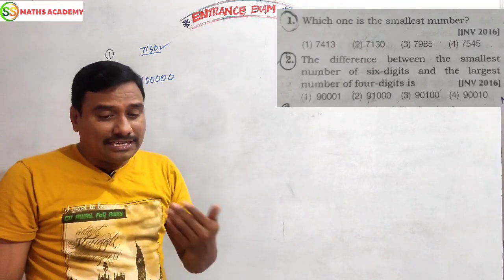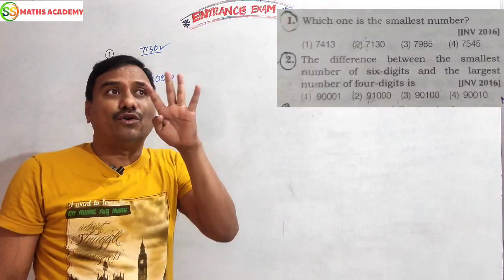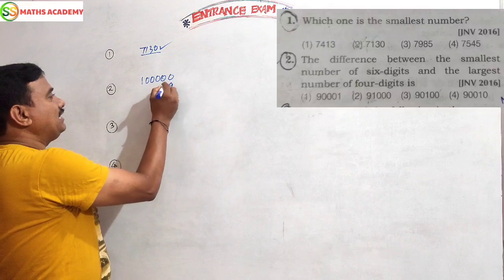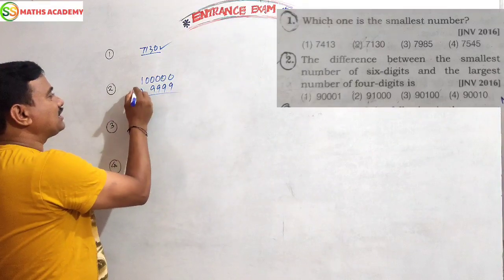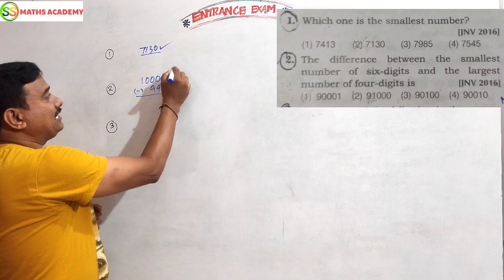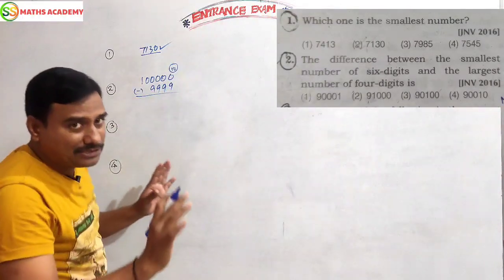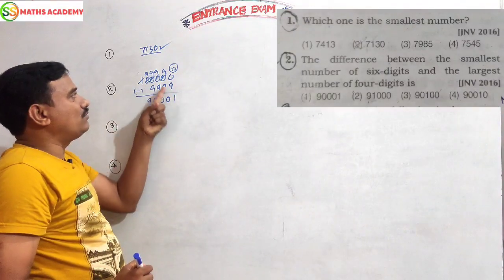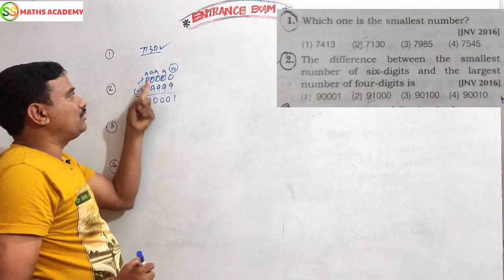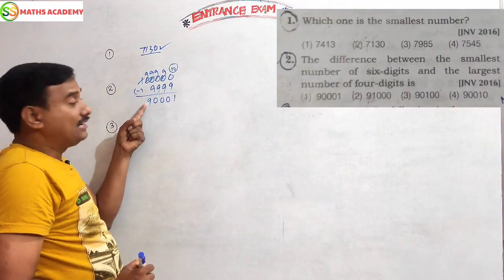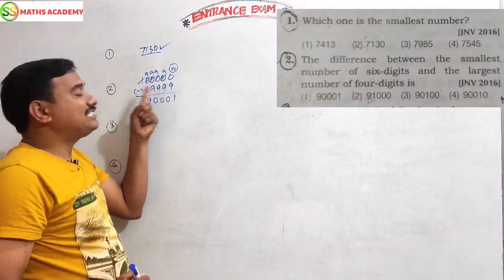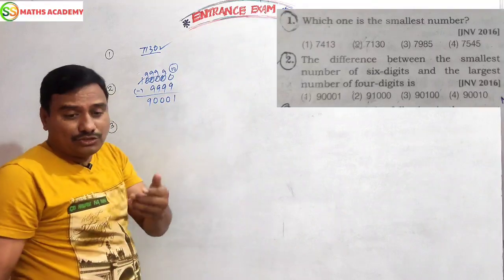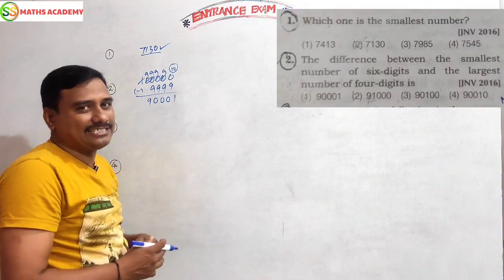Okay. Next, the largest number of 4 digits. 4 nines will come, the technique I told you, right? 9, 9, 9, 9. Now he is asking the difference. Here 0 minus 9 is not possible, so carry 10. All become 9. 10 minus 9 is 1. 9 minus 9 is 0, 9 minus 9 is 0, 9 minus 9 is 0. 1 lakh minus 9,999 is nothing but 90,001. So in these 4 options, the first one is the correct answer, right?